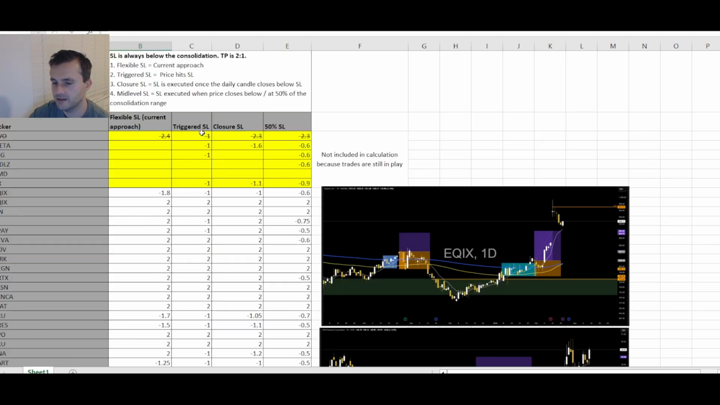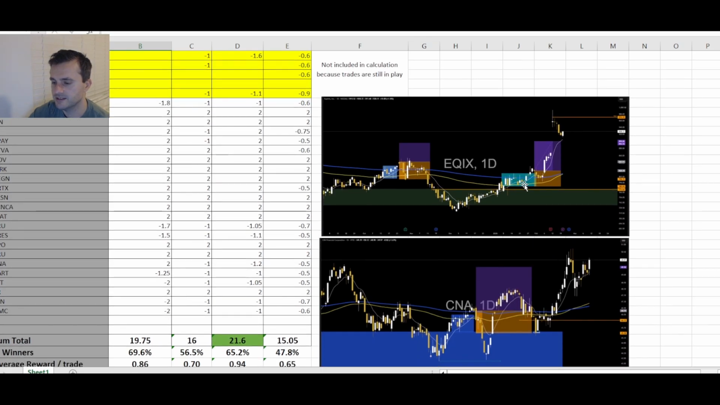The second method you can see here is a triggered stop loss. This means that this is completely mechanical. The stop loss is already fixed, it's predetermined. So if the price comes down and even wicks through it, that stop loss is going to get activated and I would exit the trade.